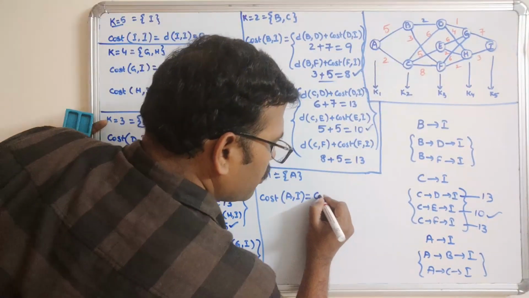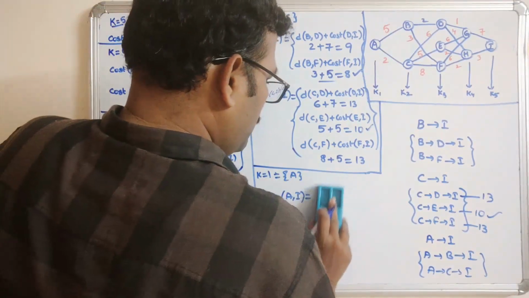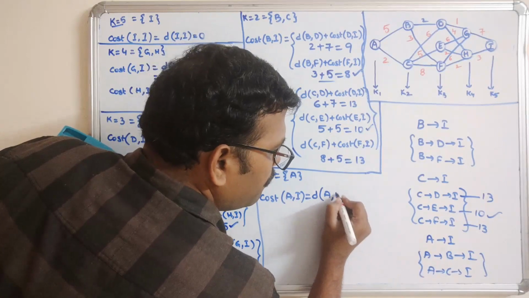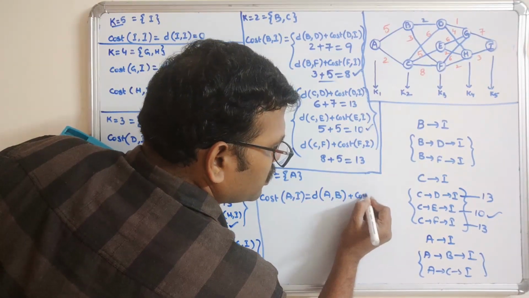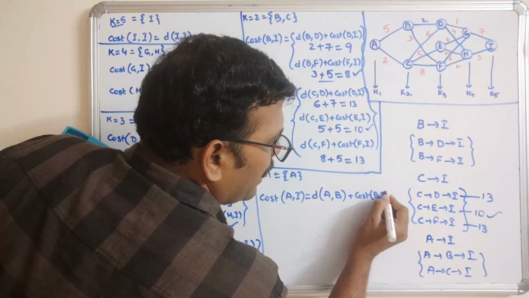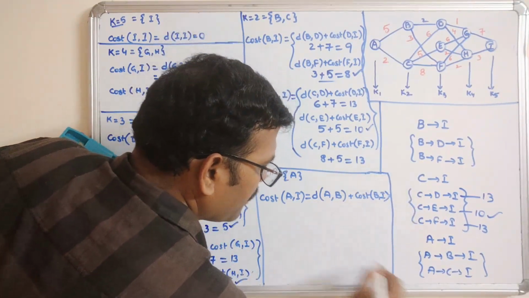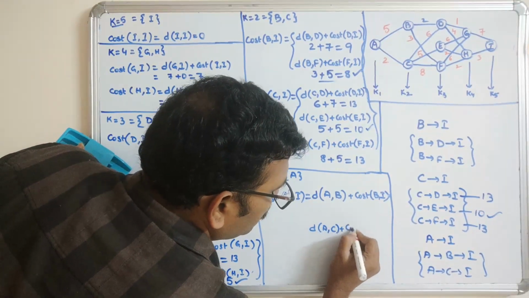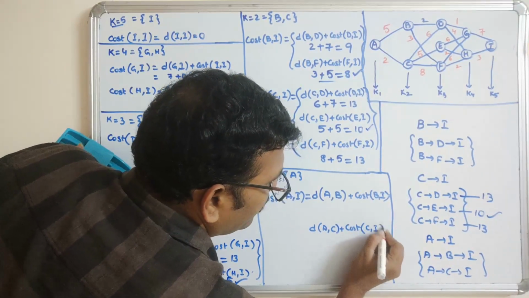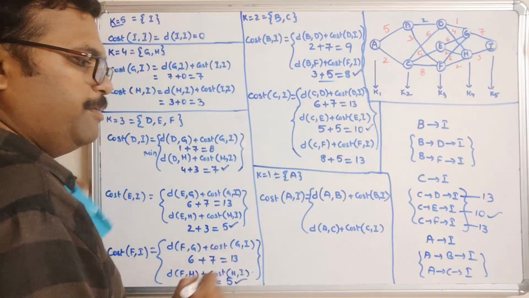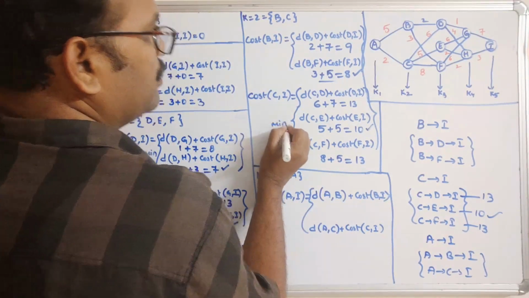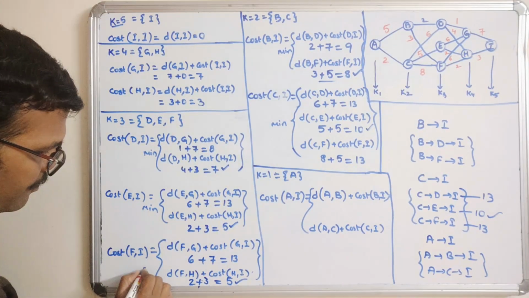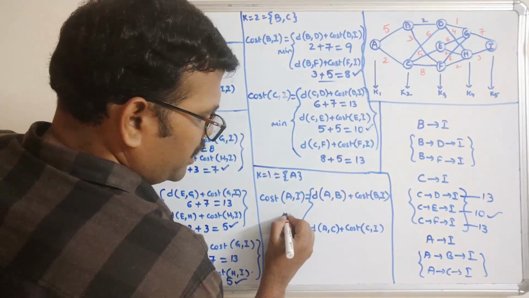Let us check. So cost of A to I is the distance of A to B plus cost of B to I, and similarly D of A to C plus cost of C to I. So among these 2 we have to select the minimum. So I am writing here minimum. We need to select only the minimum value. So here also it is a minimum value.